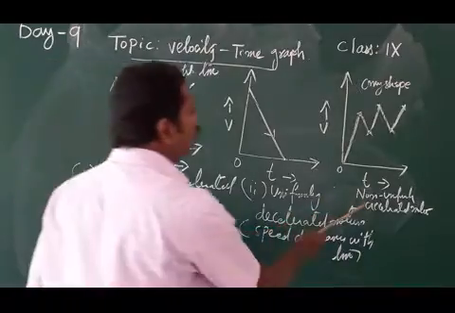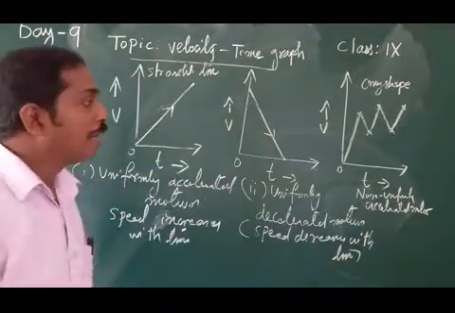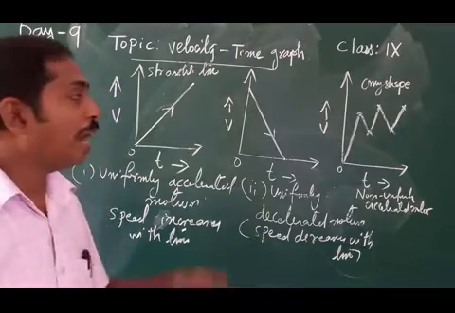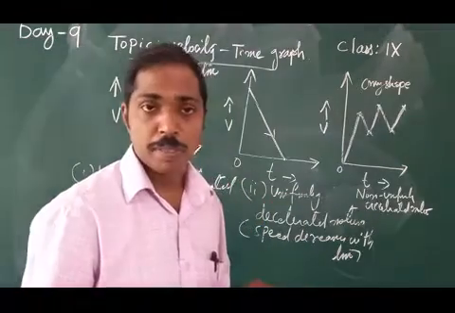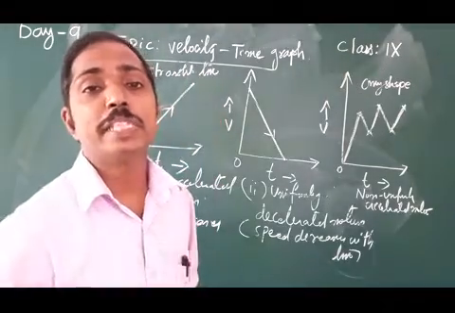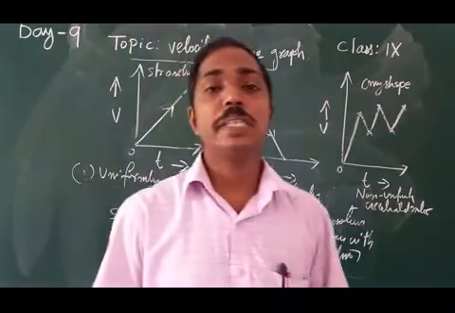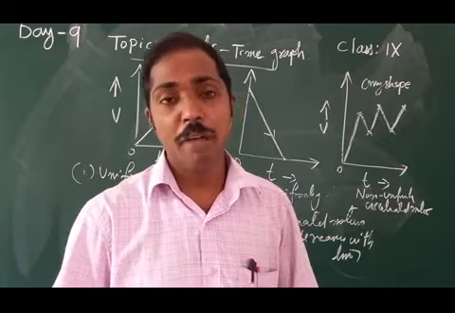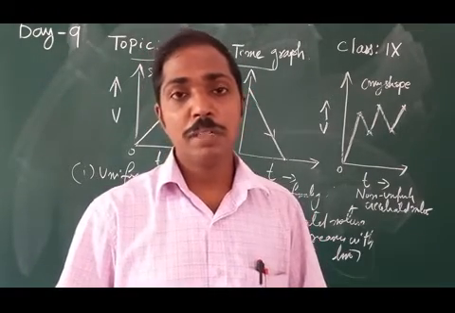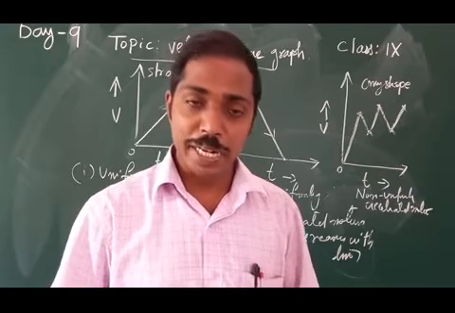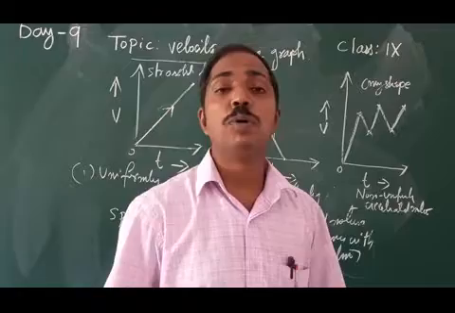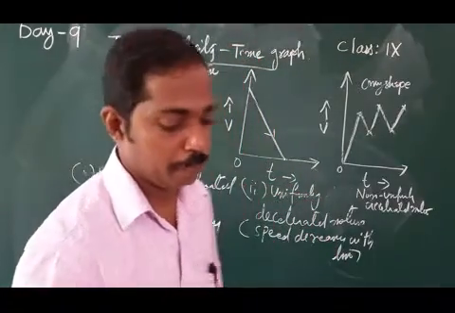Next, non-uniformly accelerated motion means speed can be increased or decreased at a given interval of time. So the graph can be of any shape. I hope, dear children, there are three types of velocity time graph: uniformly accelerated motion, then uniformly decelerated motion, meaning the speed decreases with the time, then non-uniformly accelerated motion.